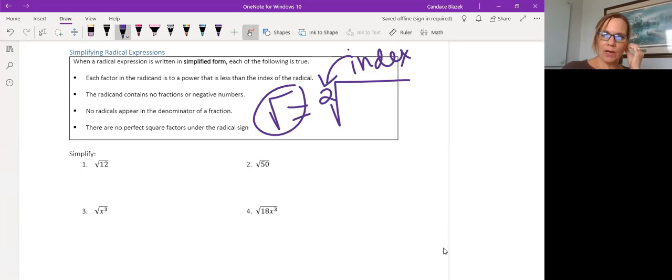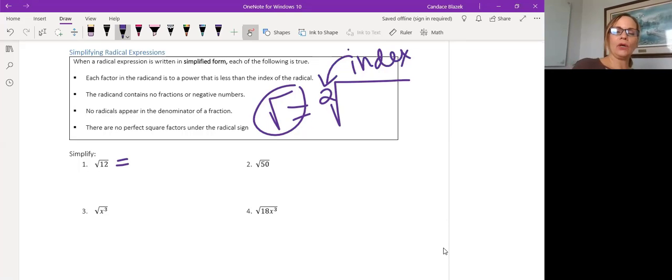I want to simplify the square root of 12. So when I look at the square root of 12, I have to make sure that every factor has a power less than 2, because it's a square root. I don't see any powers yet. There are no fractions or negative numbers. That's the second thing we have to satisfy. There are no radicals in the denominator. We don't have any denominators. And the last one is there are no perfect square factors under the radical sign.